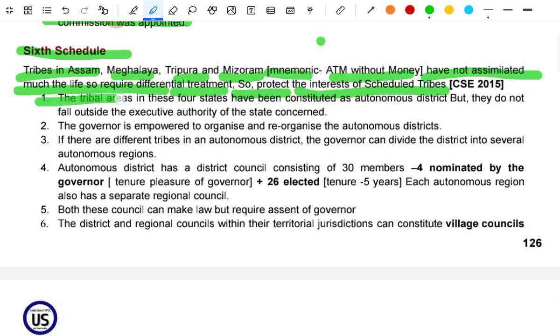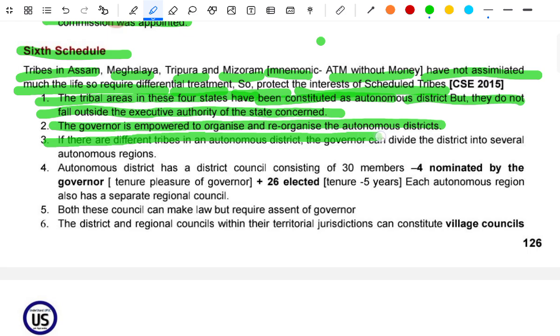The tribal areas in these four states have been constituted as autonomous districts, but they do not fall outside the executive authority of the state concerned. The Governor is empowered to organize and reorganize autonomous districts. If there are different tribes in an autonomous district, the Governor can divide the district into several autonomous regions. The autonomous district has a district council consisting of 30 members: four nominated by the Governor, holding office during his pleasure, plus 26 elected for a tenure of 5 years.